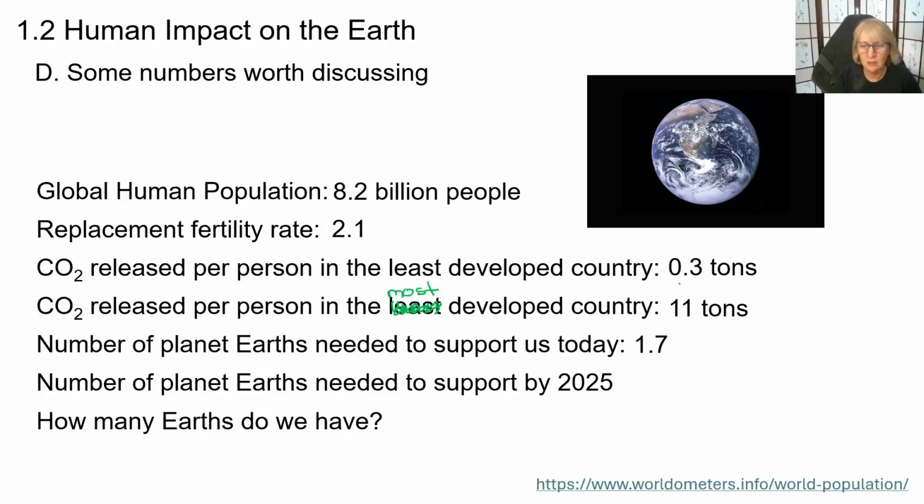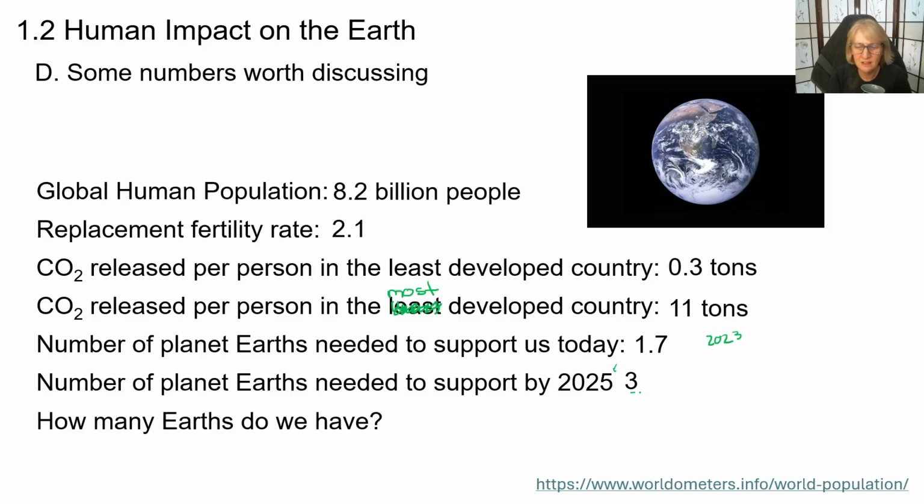We need, today, and the book has a big sign in the middle of chapter 1, that says we need about 1.7 Earths to sustain us at the rate we are using resources today. The book also talks about by 2025, that's last year, their fear is that we might need up to 3 Earths to support us. We only have data up to 2023, so that's why they talk about 2025.